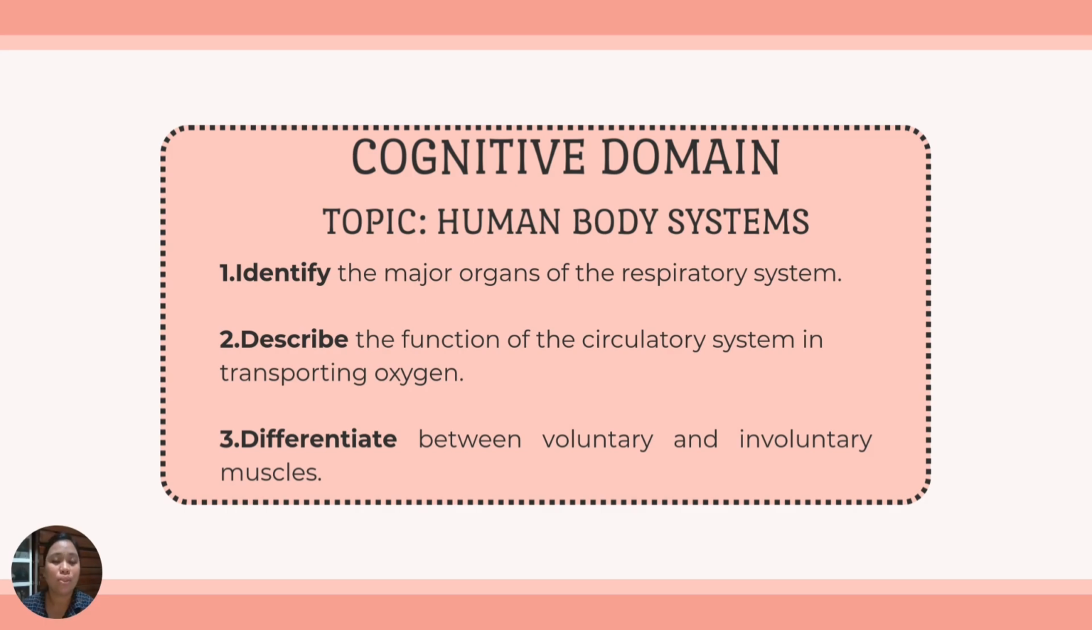So the first one is the cognitive domain, and the topic is about human body systems. The first activity is identify the major organs of the respiratory system. I use the verb identify, and this belongs to the cognitive domain because it requires recognition and recall of factual information. Learners must know the lungs, trachea, and diaphragm before they can understand how breathing works.